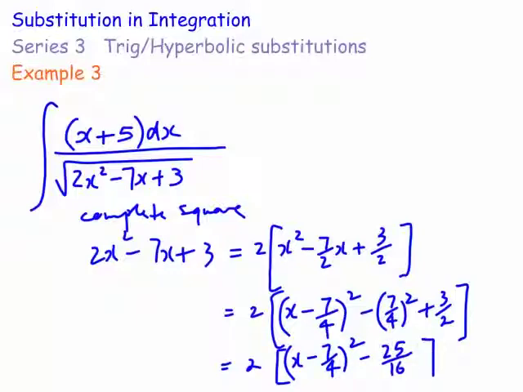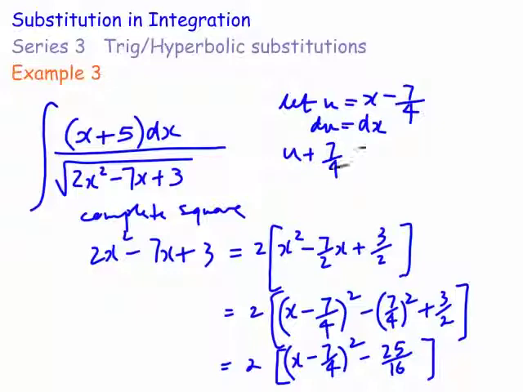All right, now we're going to have to let u equal, a few things we're going to do. Let u equal x minus 7 on 4. Straight away you can see that du is actually equal to dx, and you can see that u plus 7 on 4 is equal to x. Now the other thing is we have an x plus a 5 in the numerator, so x plus 5, so all we do is just go like this, pretty easy.